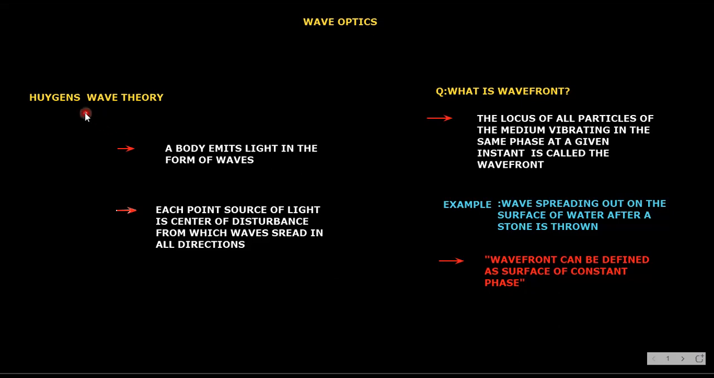What is this Huygens wave theory? First point, you see, a body emits light in the form of waves. According to Huygens, a body emits light in the form of waves, and each point source of light is a center of disturbance from which waves spread in all directions. So any point source of light, suppose this is a point source, from here waves will spread in all possible directions. That is the second point.